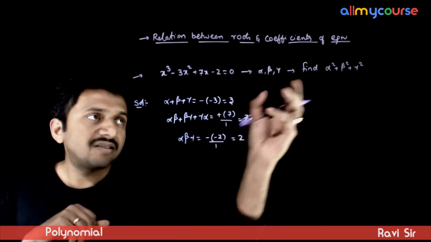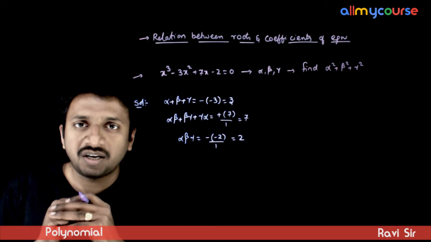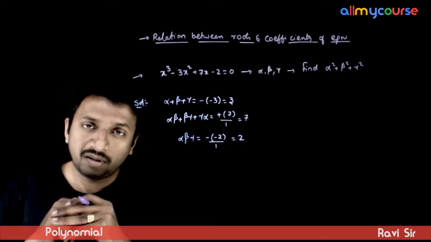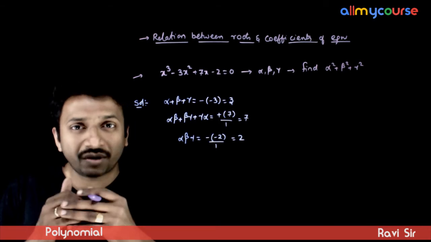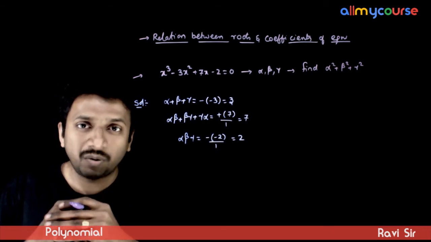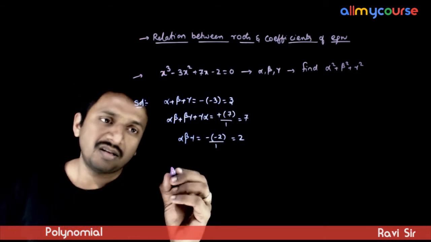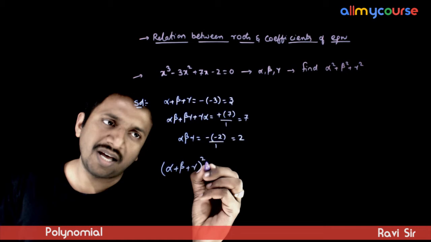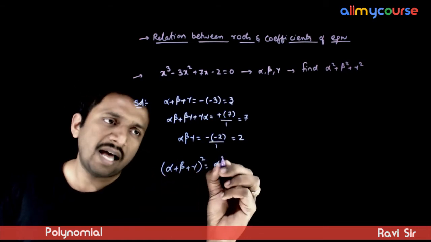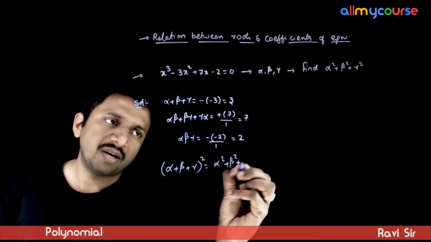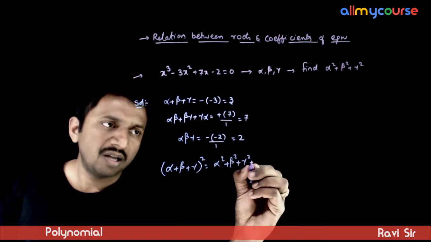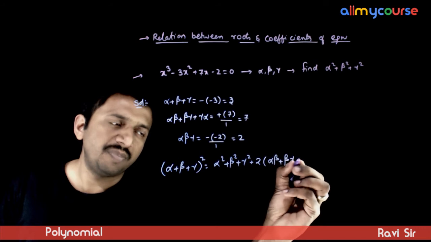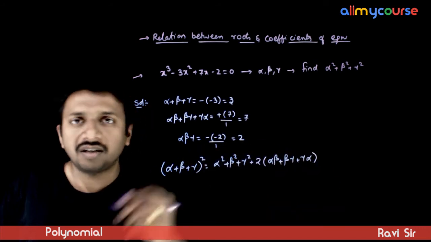Now from this, can you find alpha square plus beta square plus gamma square? Yes, we can use our very basic formulas that you have learned in lower classes. Alpha plus beta plus gamma whole square is equal to alpha square plus beta square plus gamma square plus 2 times alpha beta plus beta gamma plus gamma alpha.